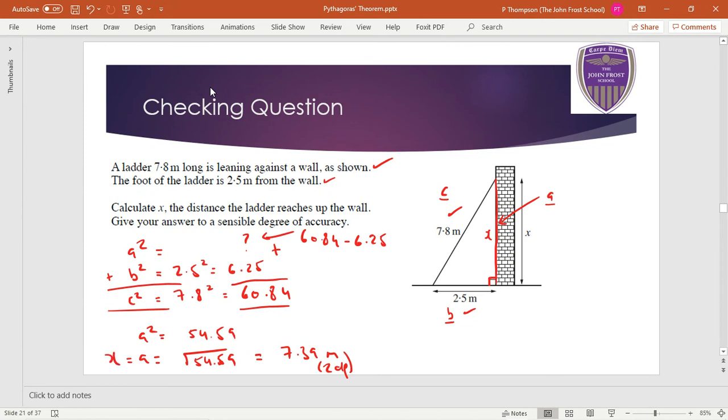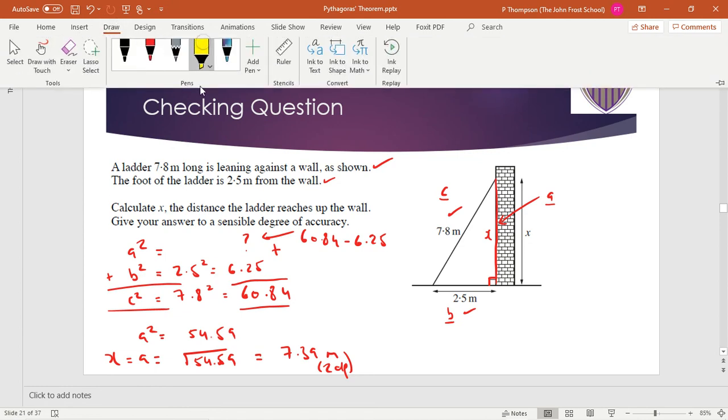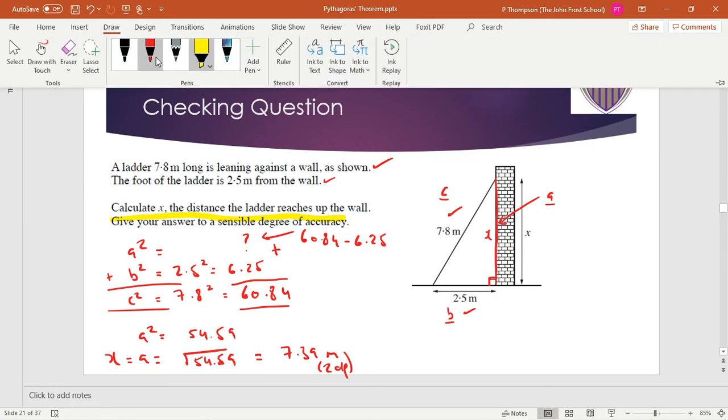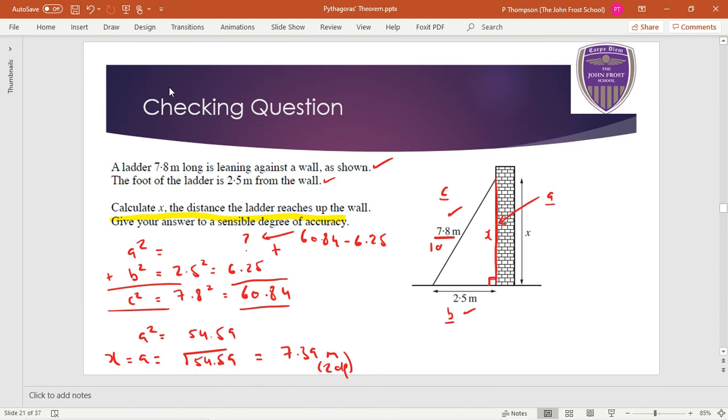The only interesting thing here is this statement: give your answer to a sensible degree of accuracy. This is a bit more advanced, but I know we can cope with it. If you look at all the data you've been given, this is only given to 1 dp, and that's only given to 1 dp as well. So a sensible degree of accuracy for my answer would also be to 1 dp. So you go 7.4 meters, and that'll get you the extra mark, because your answer shouldn't be more accurate than the data you were given in the question.